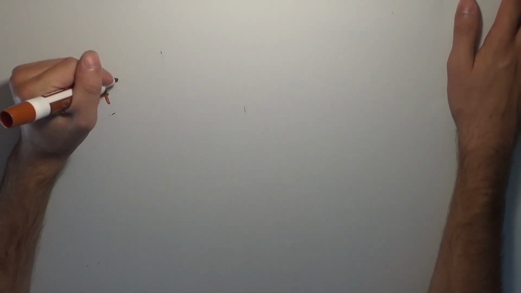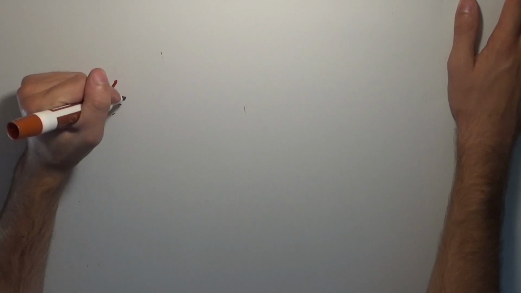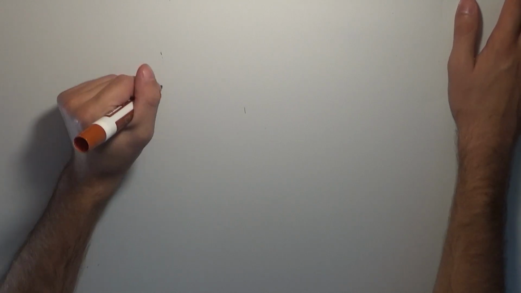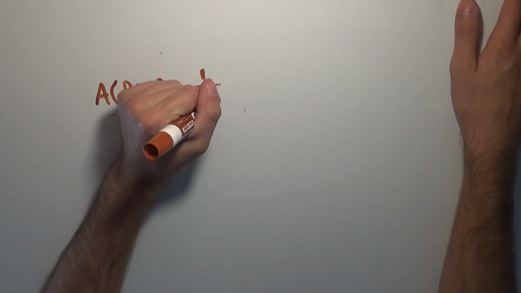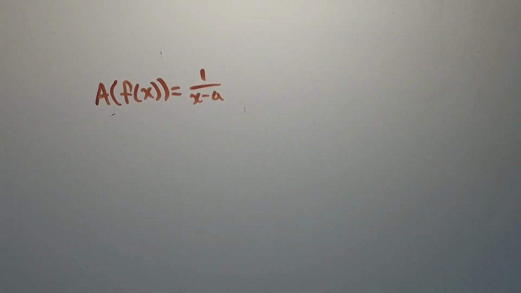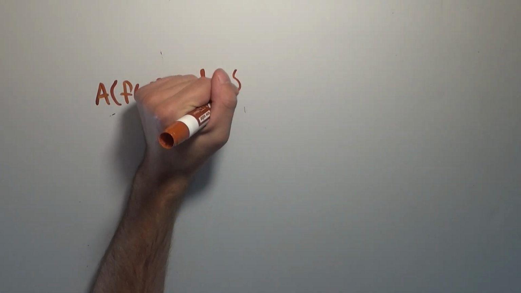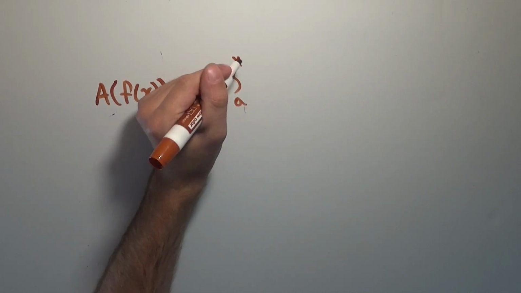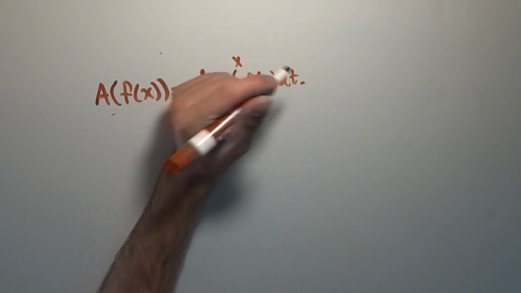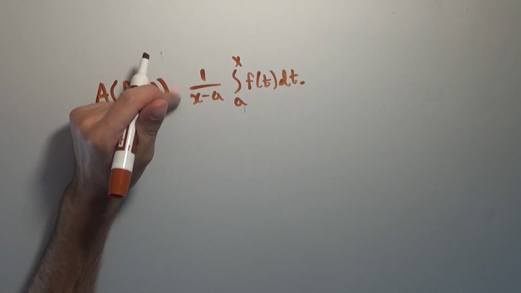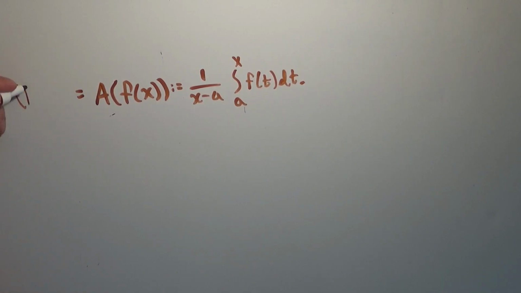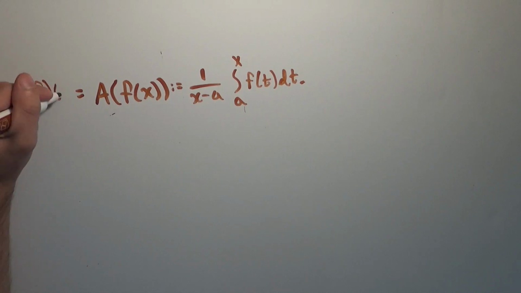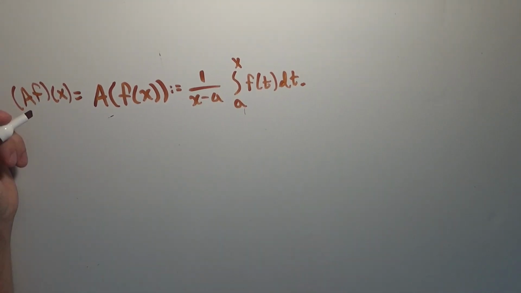So we have the arithmetic mean of a function f of x is equal to 1 over x minus little a, where little a is the starting point of the integral, and we go from a to x of f of t dt. So that is the definition, right? This is what we mean by this operator, capital A. This could also be written as A being applied to the function f evaluated at x. So what we want to do first is maybe explore what we can find out about it.